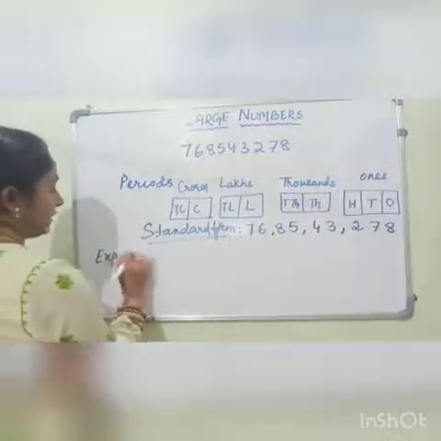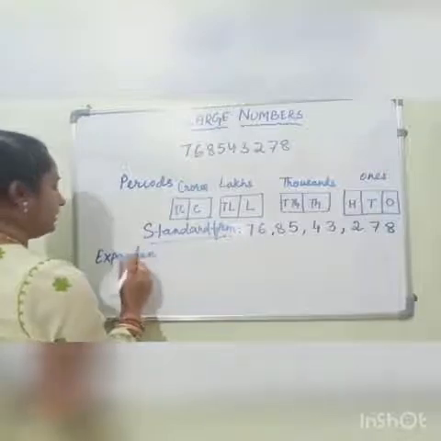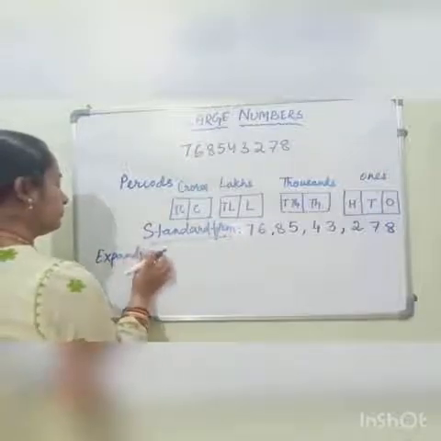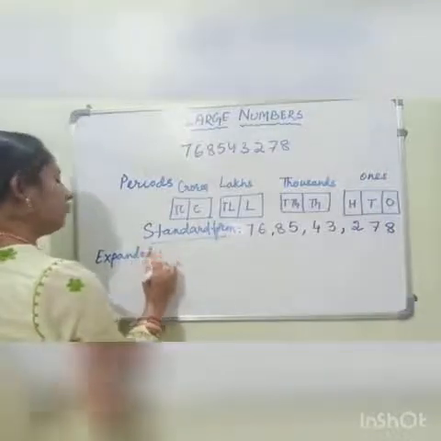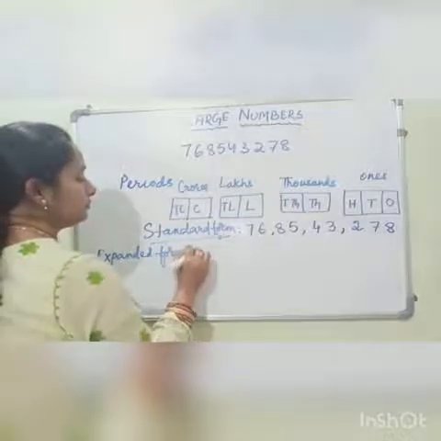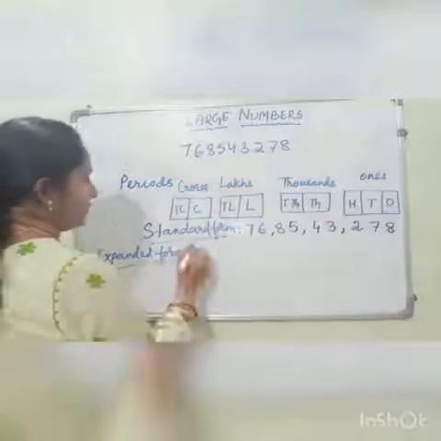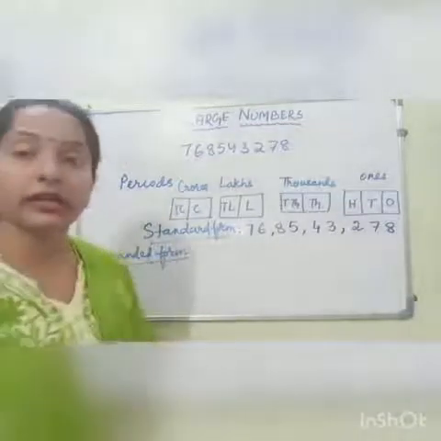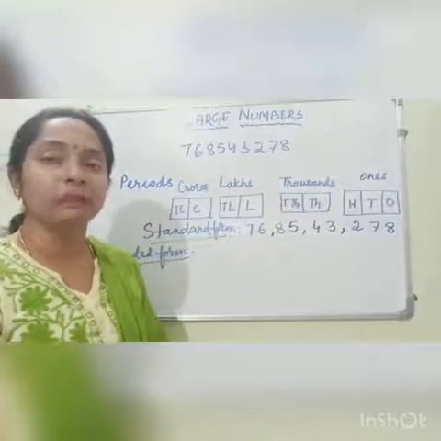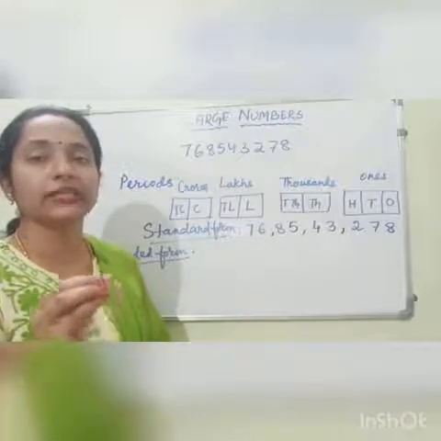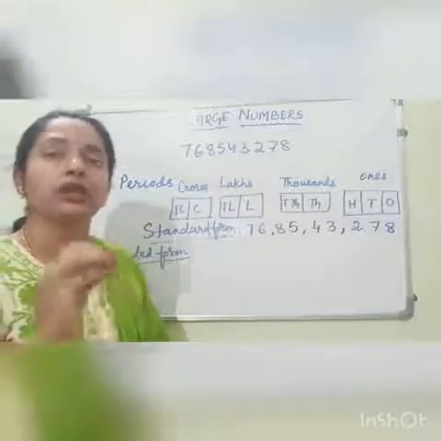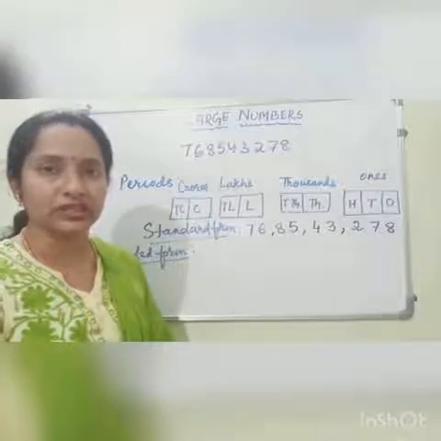Now we are going to write the expanded form of the given large number. So, how will we write the expanded form? For writing the expanded form, simply we should know the place values of each digit. Now, what is the place value of each digit?